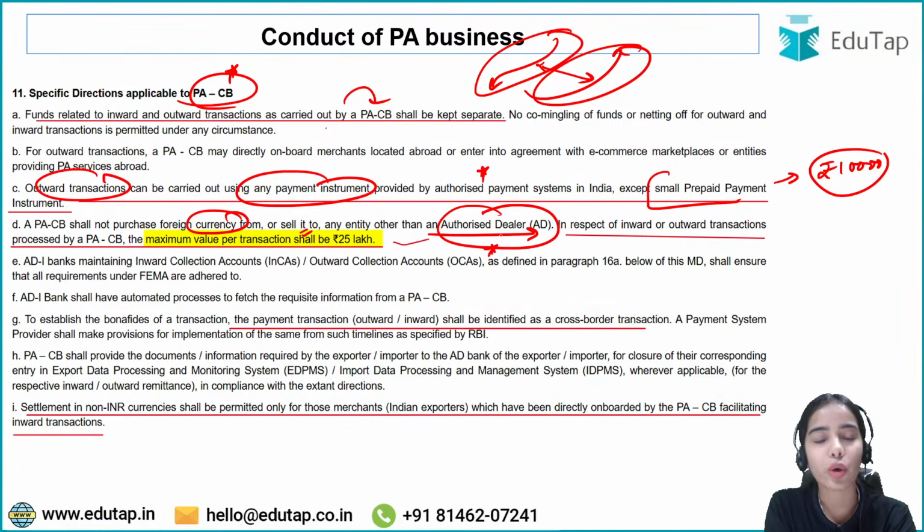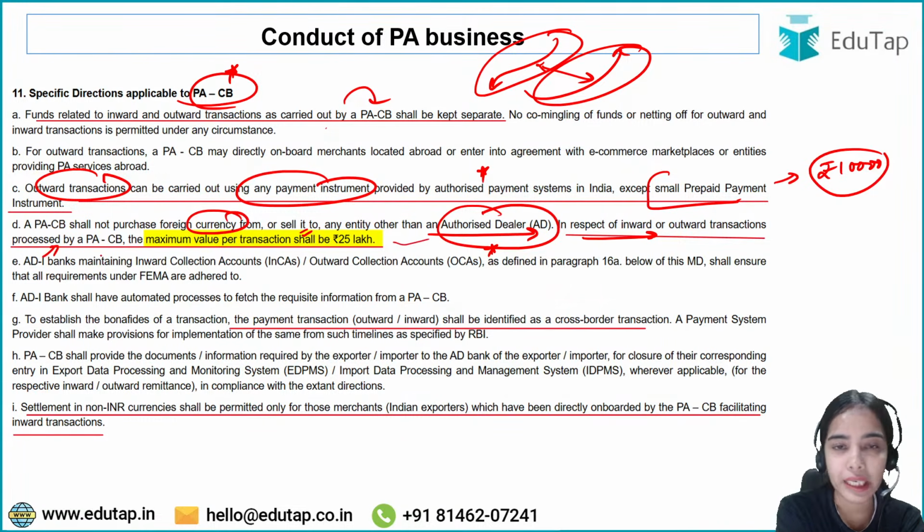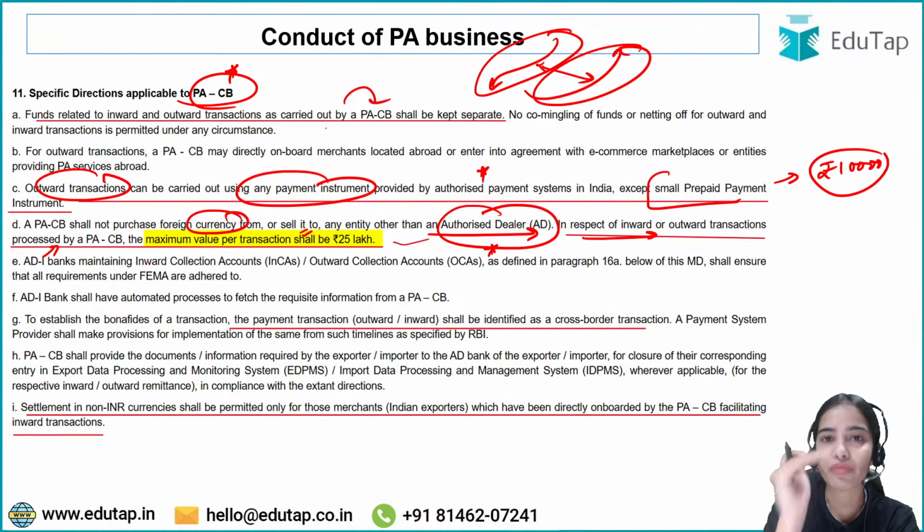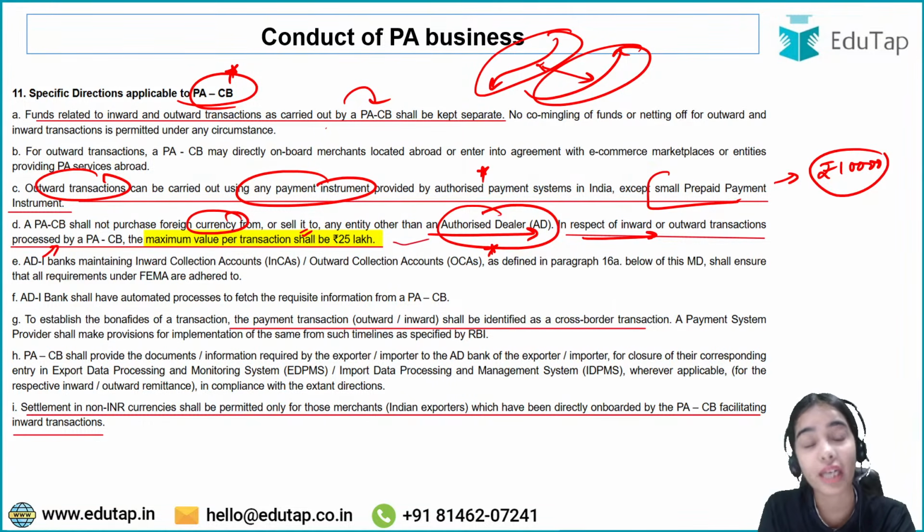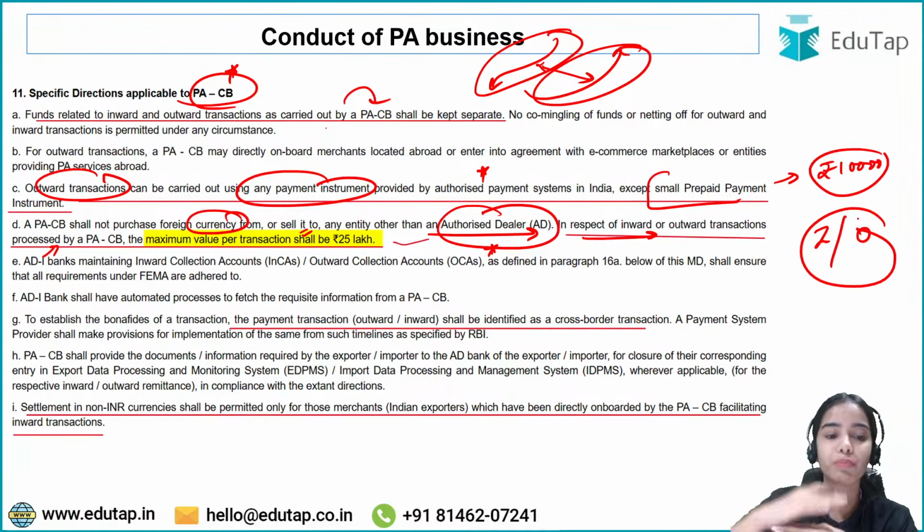That I have told you, that authorized dealer, they are authorized to handle the foreign currency. In respect of inward or outward transaction processed by a payment aggregator cross-border, the maximum value per transaction shall be 25 lakh. This is very, very important to remember from the examination point of view. The inward or the outward transaction, they have the maximum value per transaction of 25 lakh.